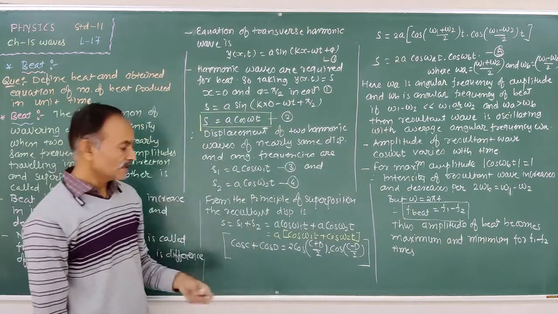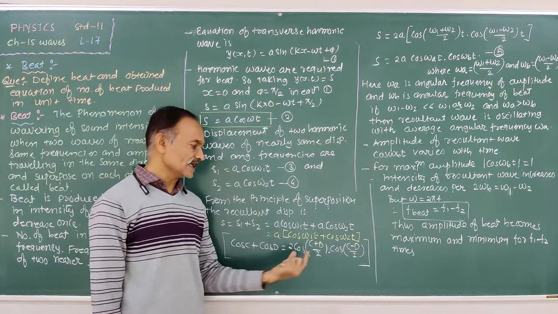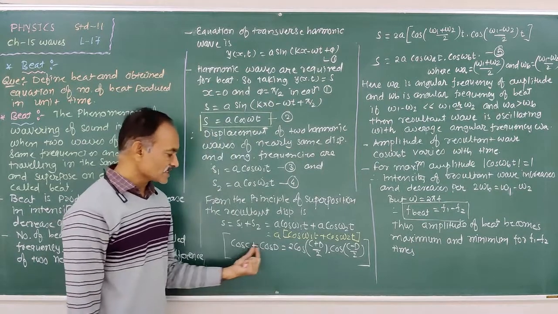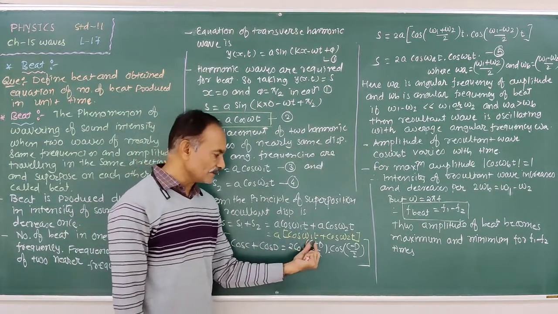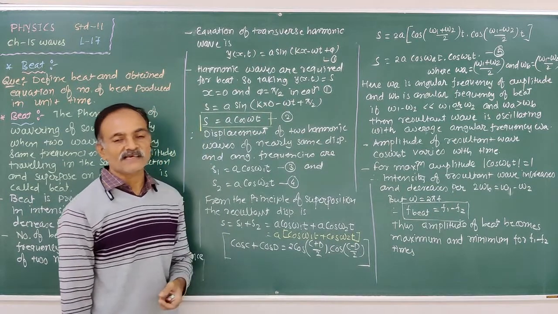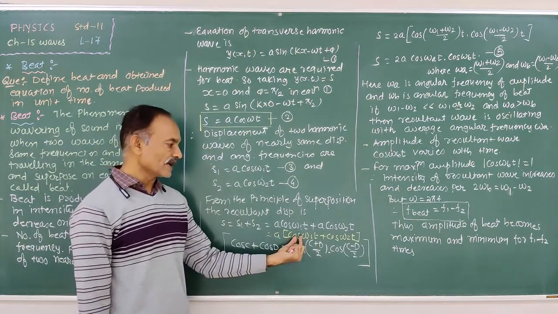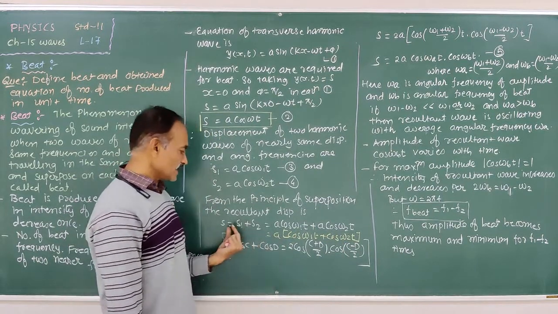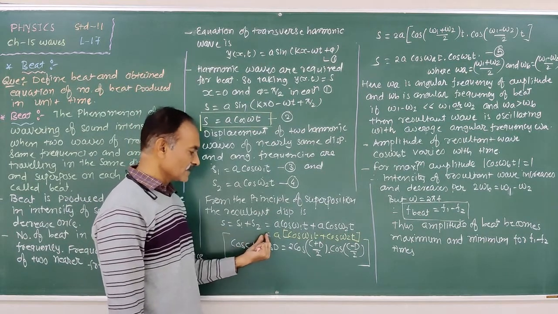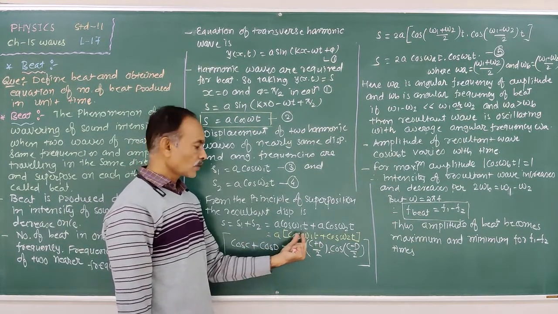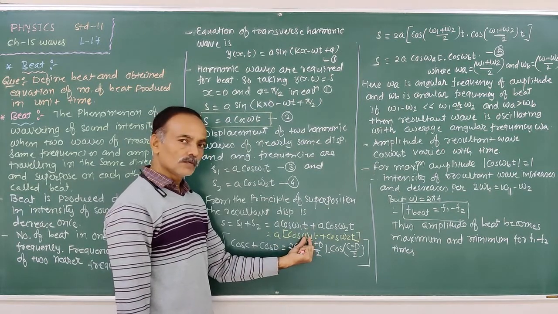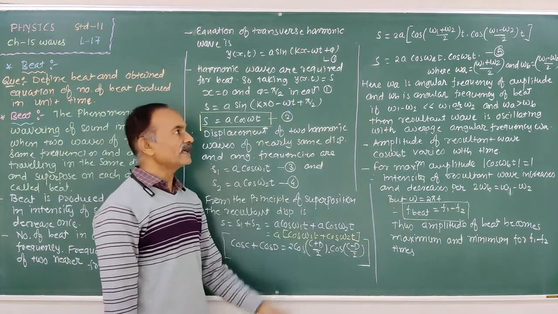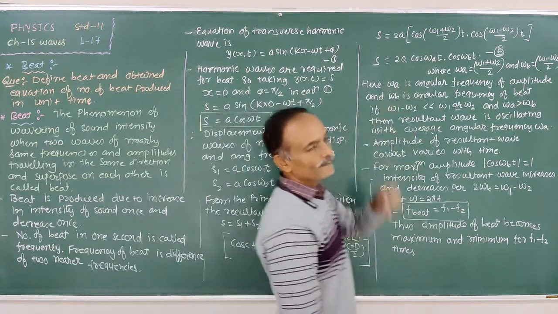Now, cos plus cos gives 2 cos cos. That is the standard equation of trigonometry. Right? Therefore, cos c plus cos d is equal to 2 cos (c plus d) by 2 into cos (c minus d) by 2. C is omega 1t, d is omega 2t. Therefore, this equation turns out this way: S is equal to 2A cos (omega 1 plus omega 2) by 2 into cos (omega 1 minus omega 2) by 2 into t.